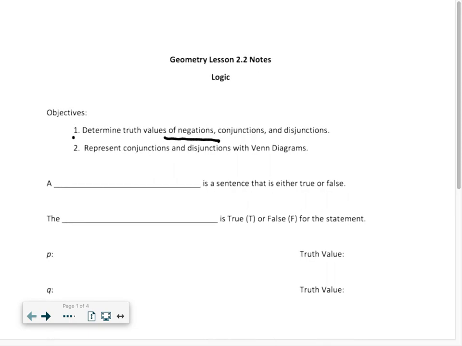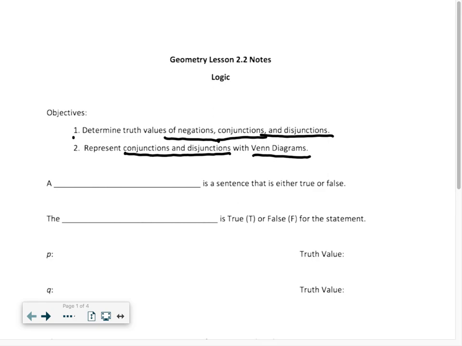Truth values of negations, conjunctions, and disjunctions. So we'll look at those three things kind of separately here at the beginning, and then we're going to represent conjunctions and disjunctions with Venn diagrams. So Venn diagrams, that's something you're used to in your English classes likely, where you compare a couple of things and where they intersect and where they don't.